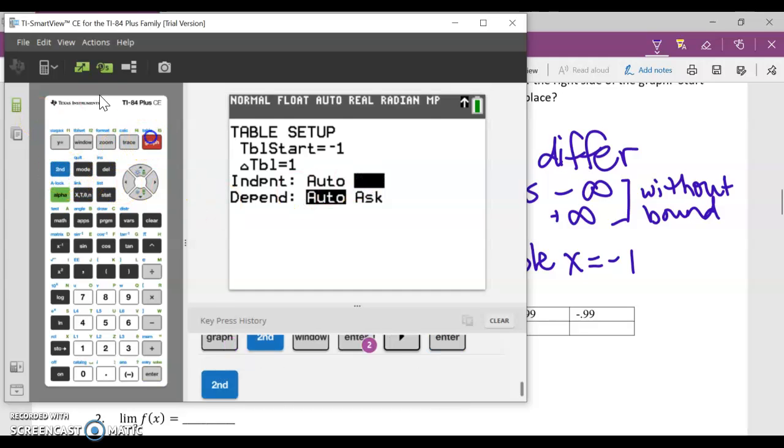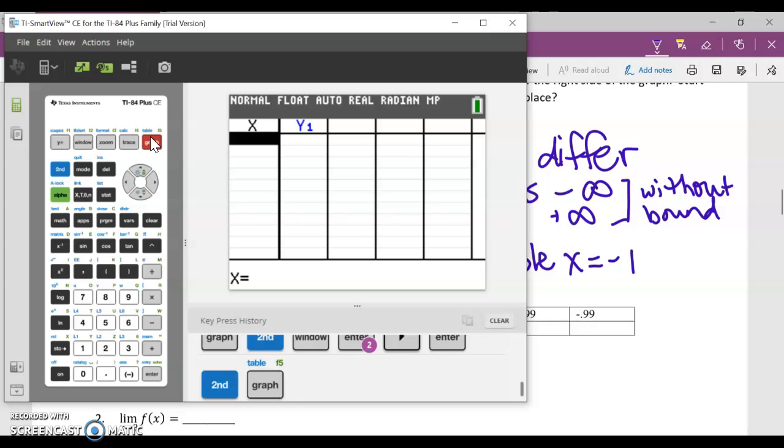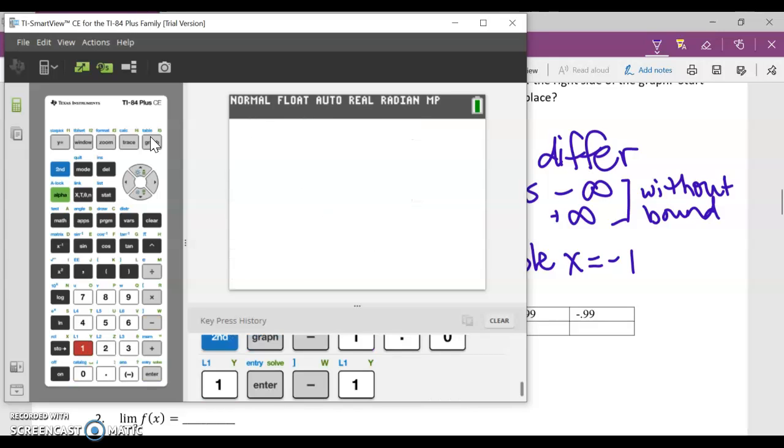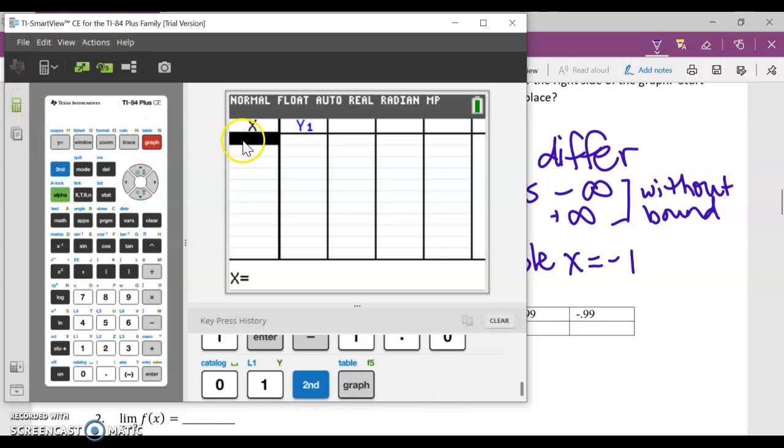So now my table is blank, there's nothing in there, and I'm going to type in what the worksheet says. We have -1.01. We have negative 1.001. Oh, I just lost my table. Sorry about that, guys. Hold on one sec.